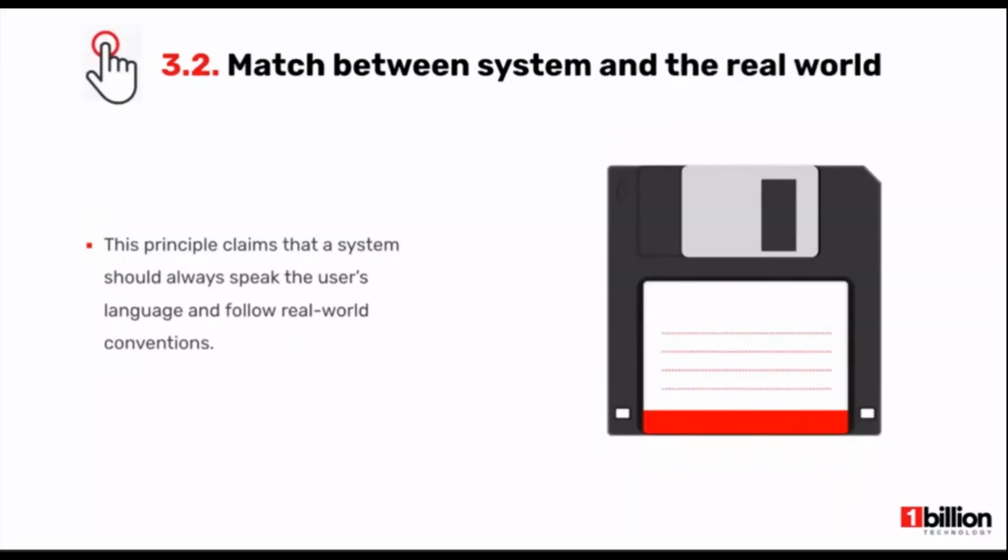The next principle is match between system and the real world. For example, for a save button, we are using a floppy disk icon, right? That is very relatable to the real world. The system should resemble experiences that users already had in the real world. Always use icons and other illustrations that resonate with the real world, so users instantly recognize and understand what I'm trying to say, right?